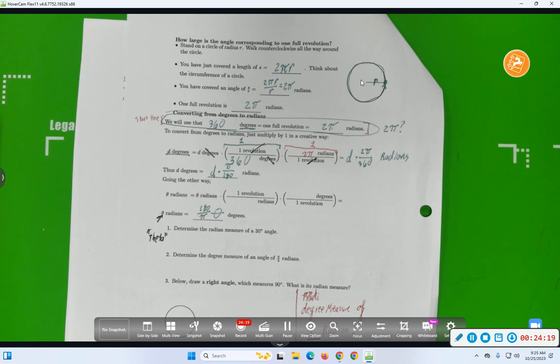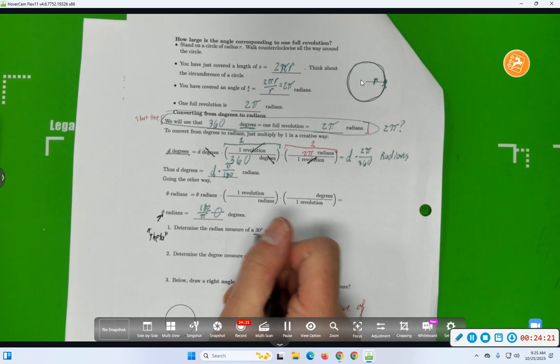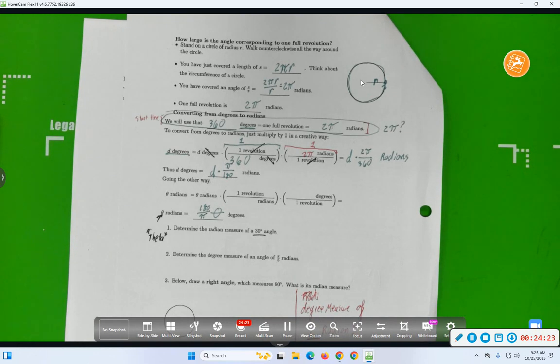Cool. So let's try to play this game. Let's suppose I give you a 30-degree angle. Do you think you could tell me its radian measure? Yeah, do it.